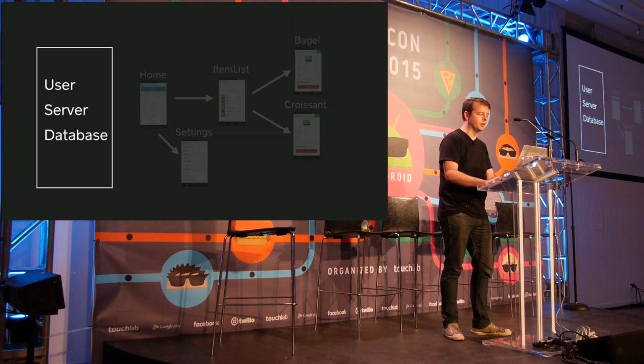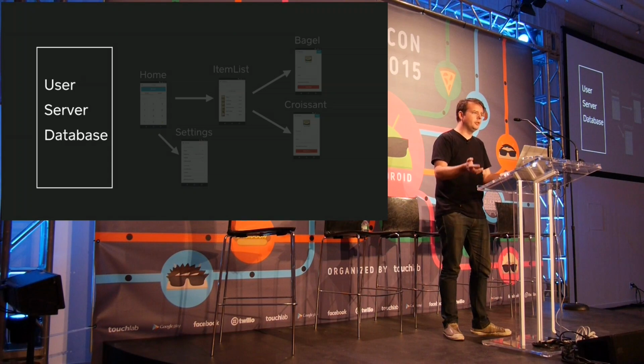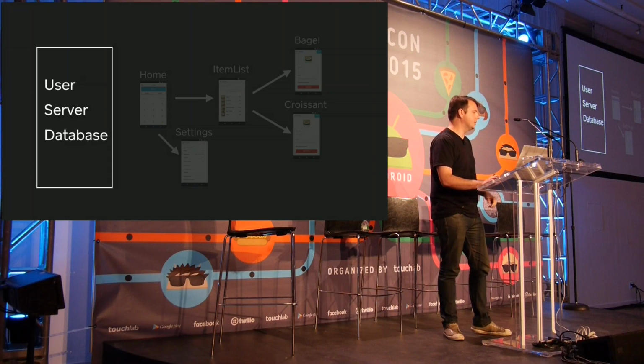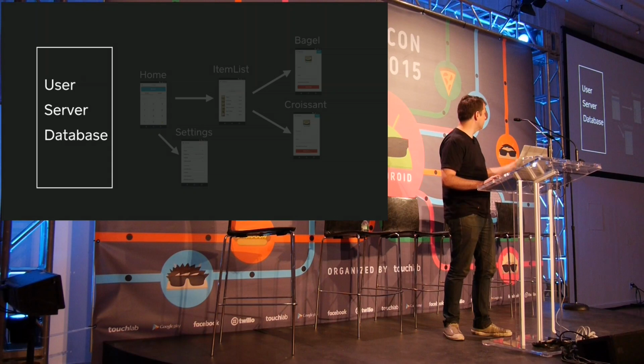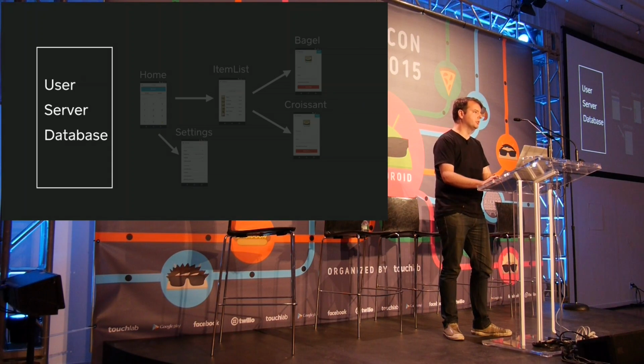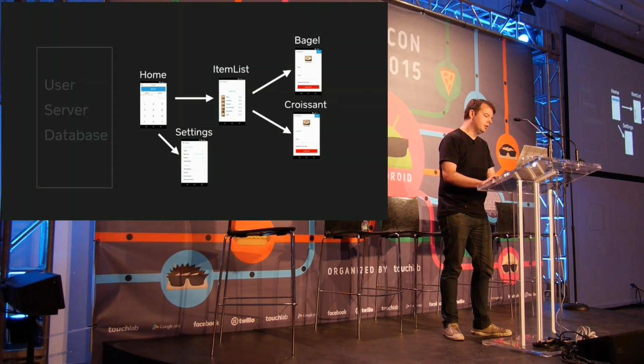Like we do want some globals, right? We want probably a user because we have one user logged in at a time, and it's useful to have information about their session. We want to have some representation of our server, like our Retrofit interfaces or whatever. We want to have a database that we can pull stuff out of, where the bagel lives when we're not touching it.